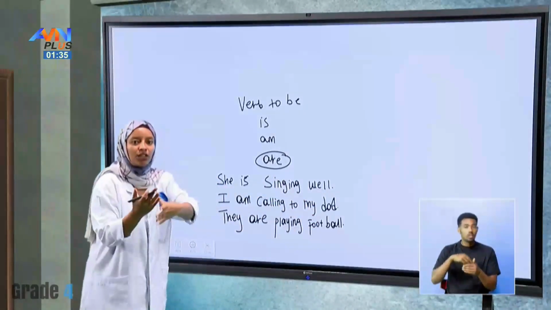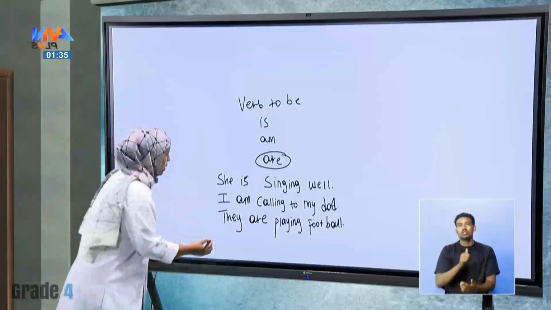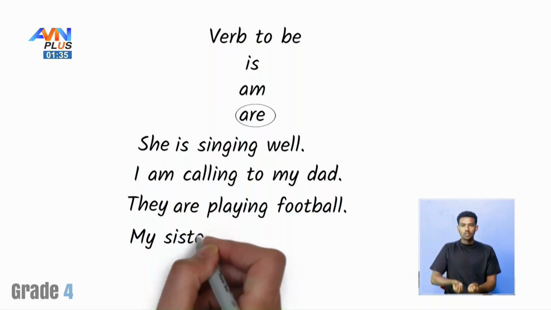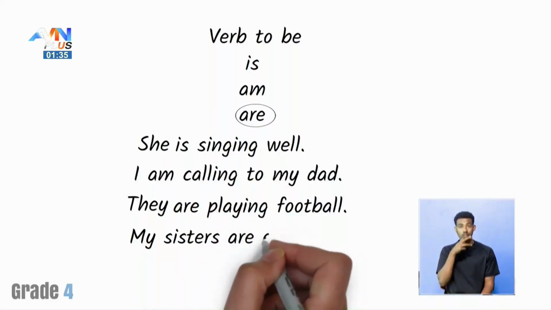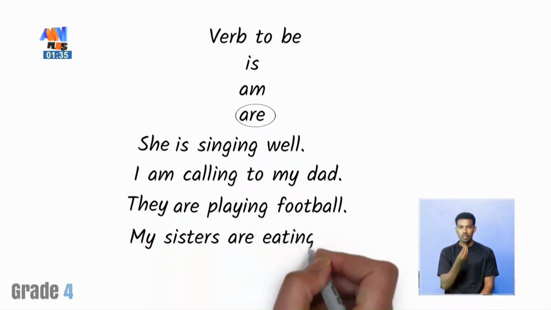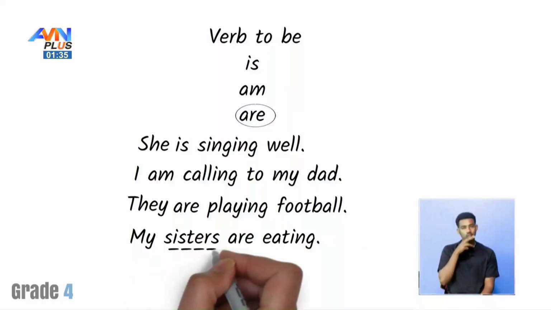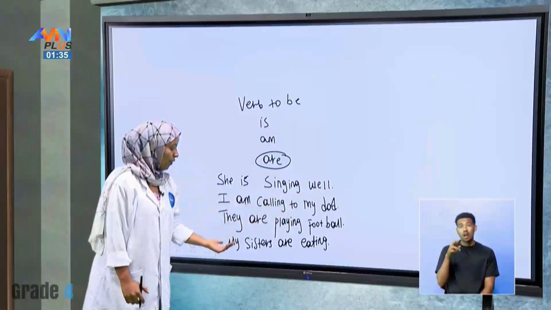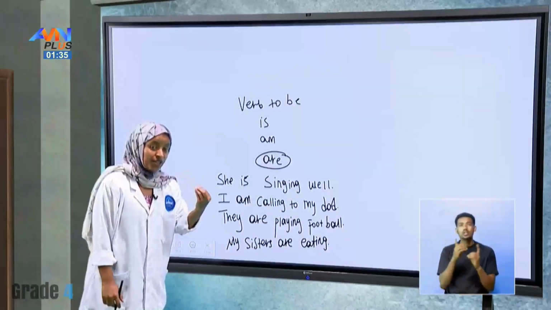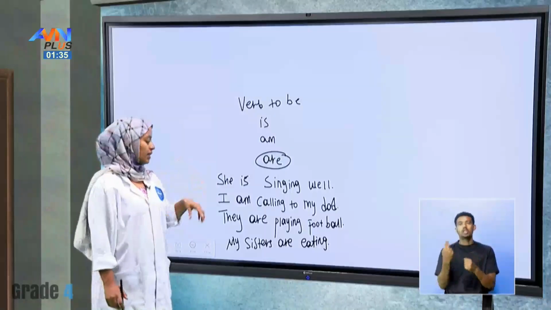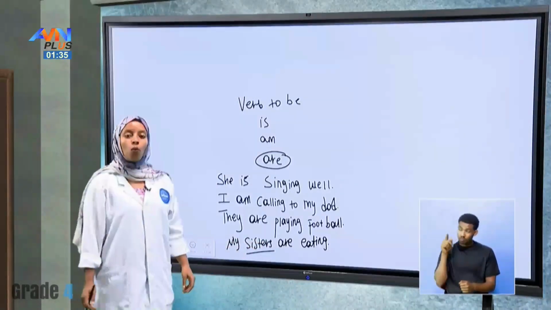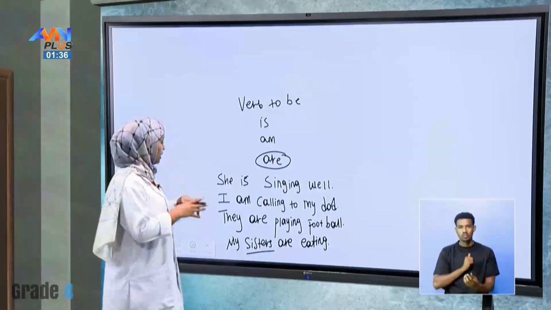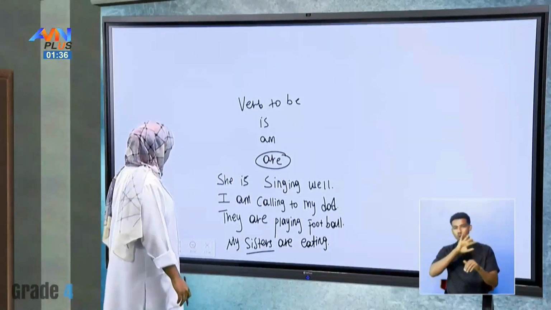Let us use, for example, another plural subject with a noun, for example, my sisters. What? Are eating. My sisters are eating. So what they are doing is eating, and we can use are because here is what? A plural subject. Okay, students, I hope you all are with me and understand well.